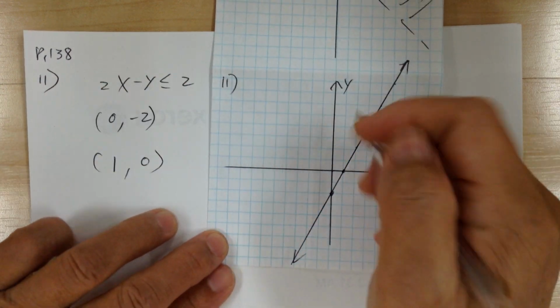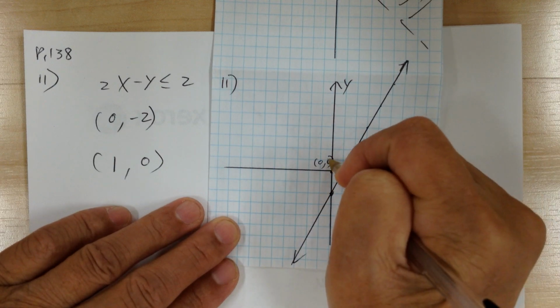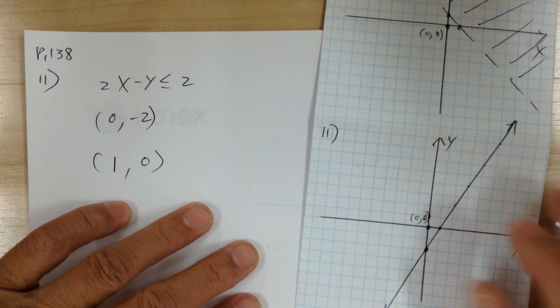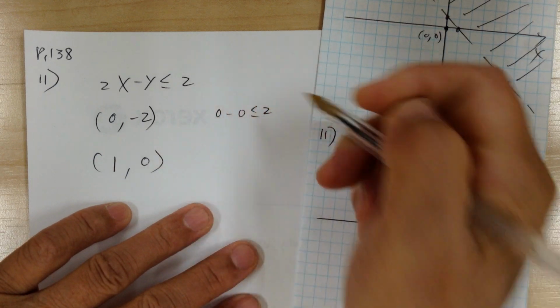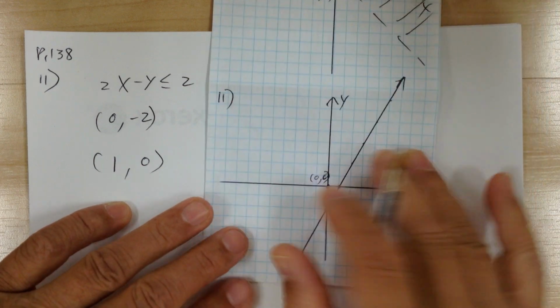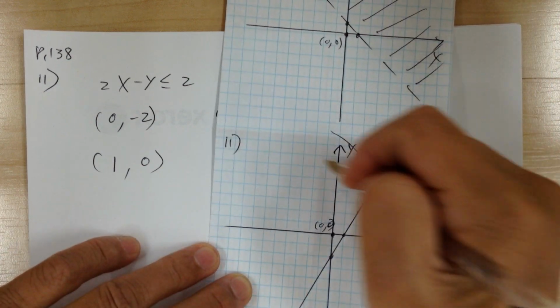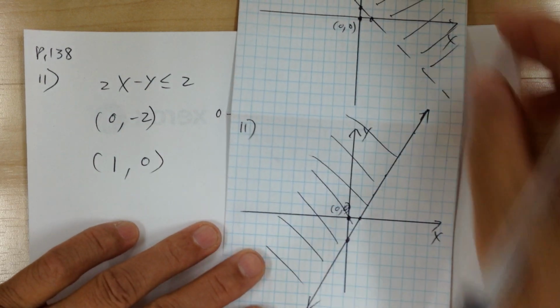Okay, now let's do the testing point. Again, I'm going to choose 0, 0 because that's the easiest point. You can choose any point that's not on the line. So put 0, 0 in here. You're going to get 0 minus 0 is less than or equal to 2. So this is true. So you shade in this side. You shade in the side that is true.